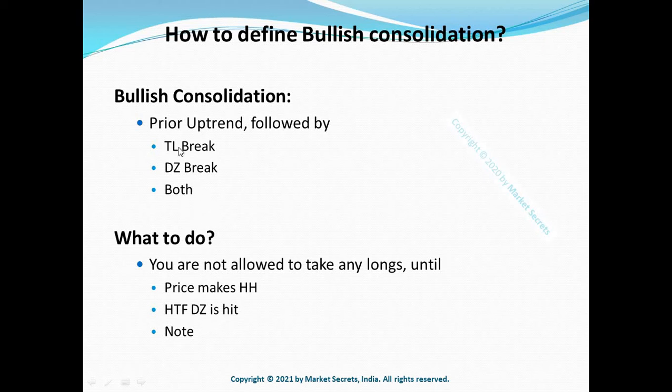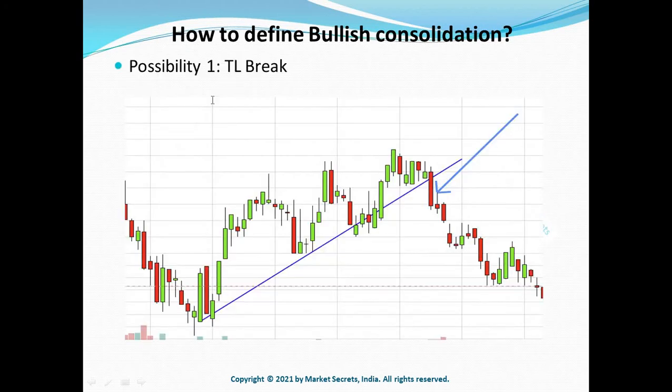So moving on to the possibilities, like I mentioned earlier, there are three possibilities, that is trend line break, a demand zone break, or both. So let's see the possibility one, which is trend line broke.